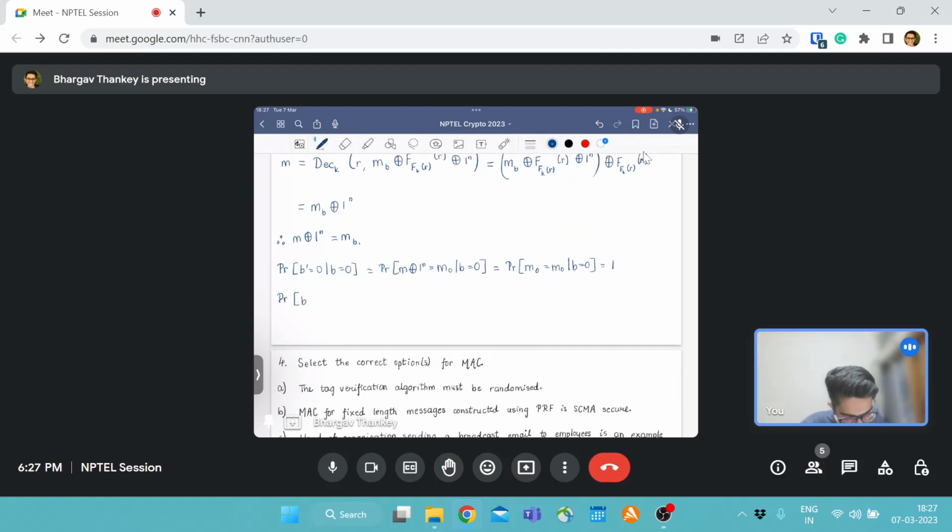And what is the probability that B prime is equal to 1 given B equals 0? Again, the probability that M XOR 1 to the n equals M0 given B equals 1. But when B equals 1, MB is M1. So this is 0. The difference between these two probabilities... Yeah, I calculated the wrong probability. In the distinguishability game, we are supposed to differentiate between these two.